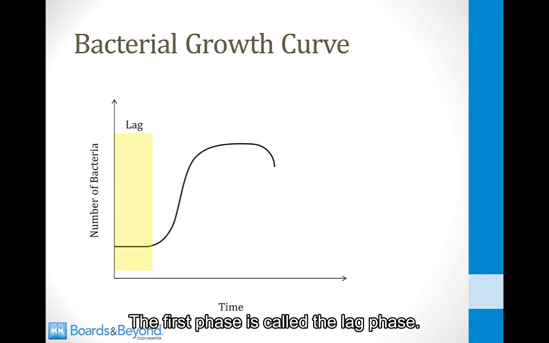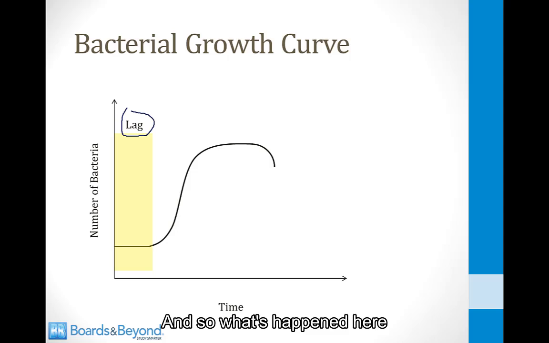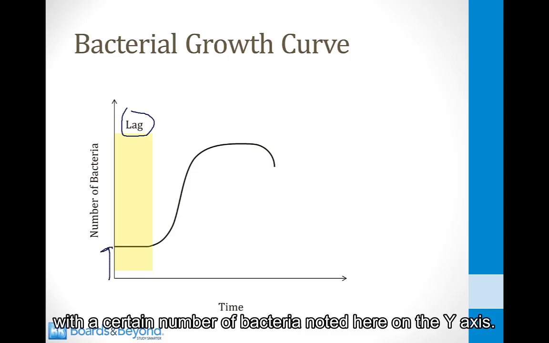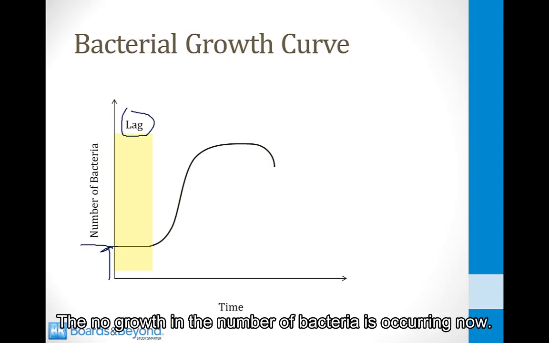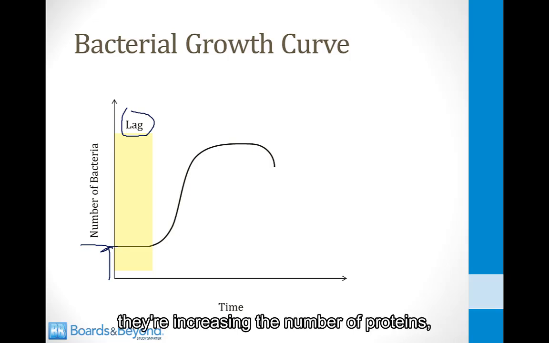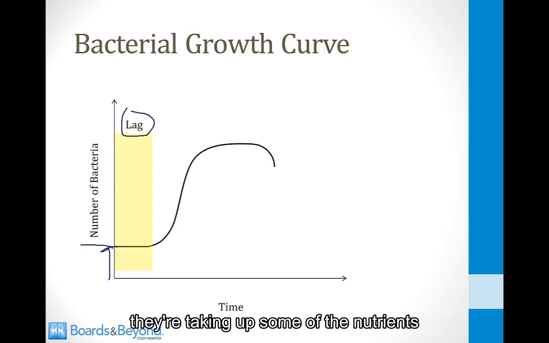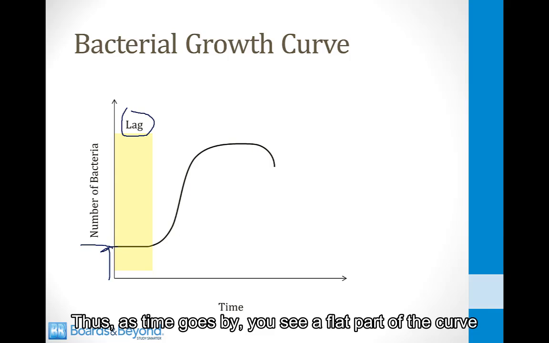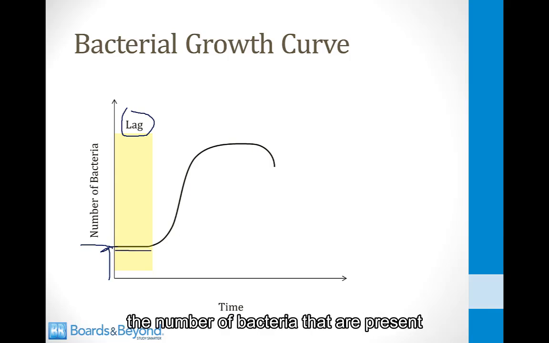The first phase is called the lag phase, and so what's happened here is that you've inoculated the culture with a certain number of bacteria noted here on the y-axis, but no growth in the number of bacteria is occurring. Now, the bacteria may be growing in size, they're increasing the number of proteins, they're taking up some of the nutrients, but they haven't yet started to divide. Thus, as time goes by, you see a flat part of the curve because you aren't increasing the number of bacteria that are present in the culture medium.